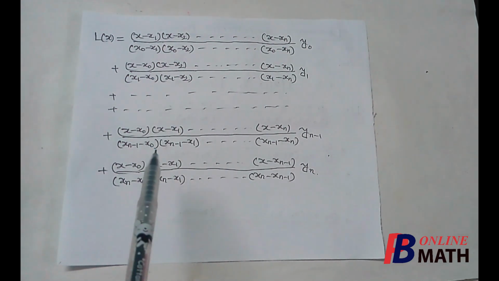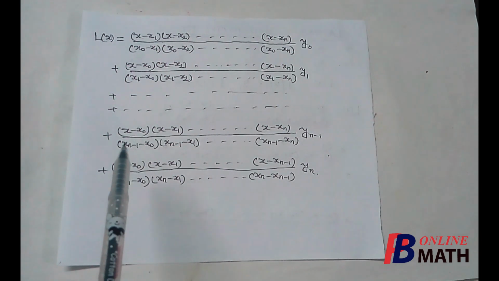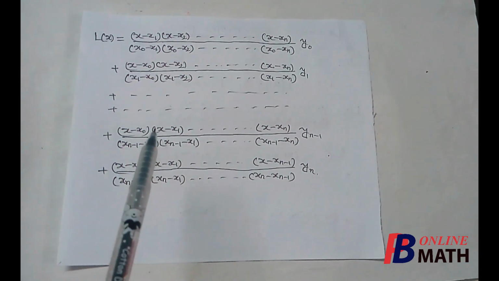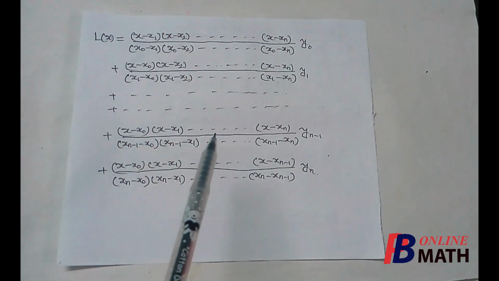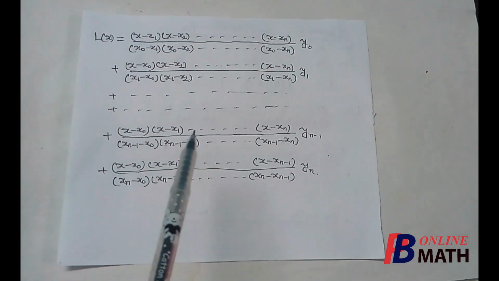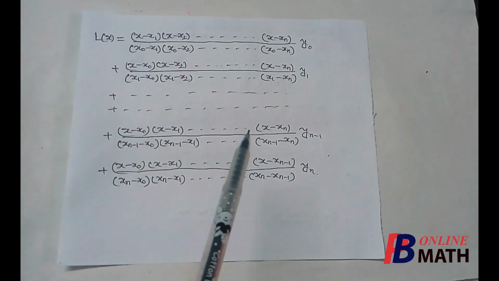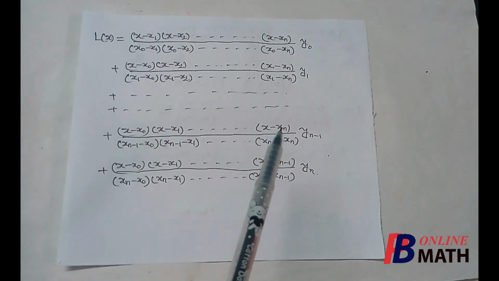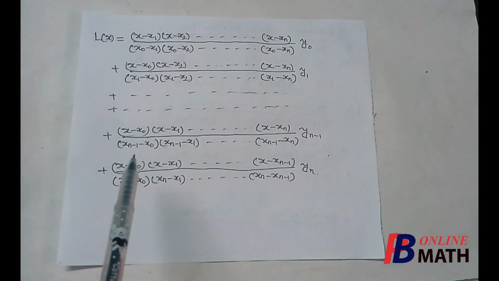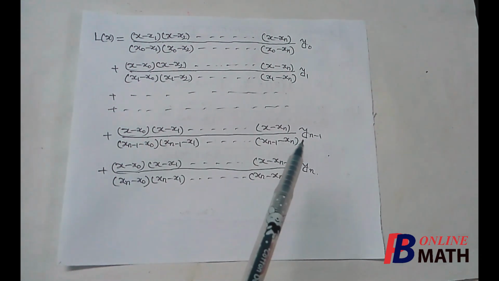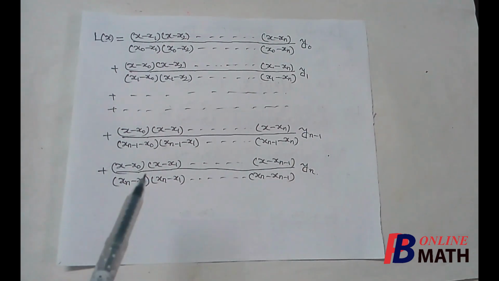The second last term will be x minus x0, x minus x1 up to x minus xn. In this term the factor x minus x(n-1) is missing. So there are remaining n factors, and if we replace x equal to x(n-1) in the numerator, then we get the denominator, and finally this is multiplied by the second last entry y(n-1).